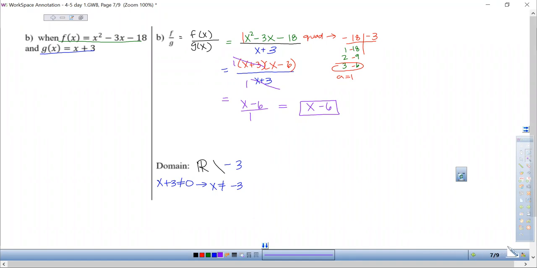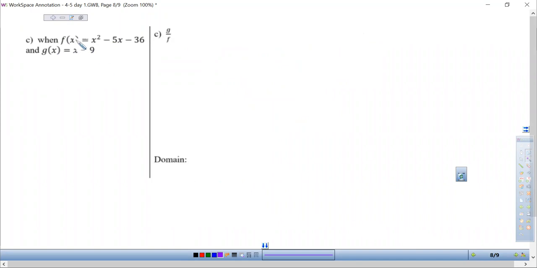So let's try one more just for good measure. This time we're going to do a different order. We have G over F, so they're asking us to find G of X over F of X. G of X is X minus 9, so X minus 9 is going to be our numerator. F of X is X squared minus 5X minus 36, which is going to be our denominator.